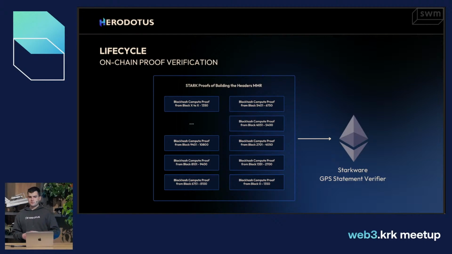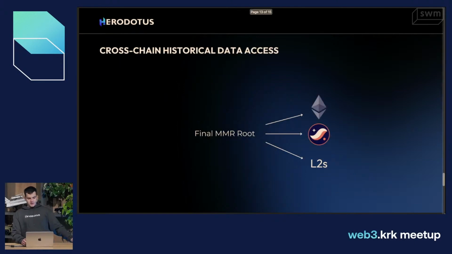Essentially, if we want to make sure something is included inside a Merkle mountain range, inside this historical block hash accumulator, we need a corresponding proof to show that. That way, we can trust the root of the MMR. Once we have that final MMR root, we then have this cross-chain element. We can use storage proofs to verify data on the chain that we're on, and to read historical data that was on that chain. Or we can send that MMR root to different domains. We can send it to Ethereum, to Starknet, to other layer 2s.